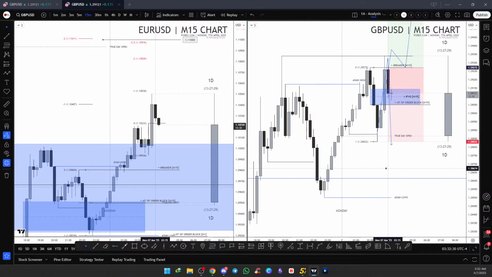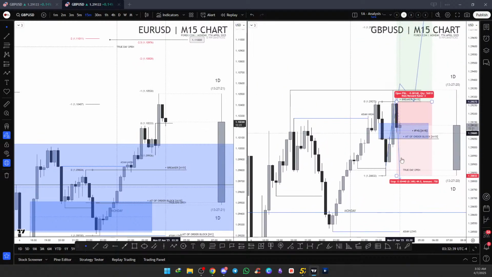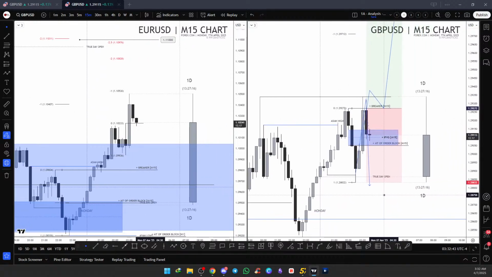But I do not expect that to happen because the high time frame is not bearish. But today being Monday, we can expect some consolidation to happen, so we may see lower prices if price moves down today. Okay, it all depends on the manipulation that we get. So let's see.